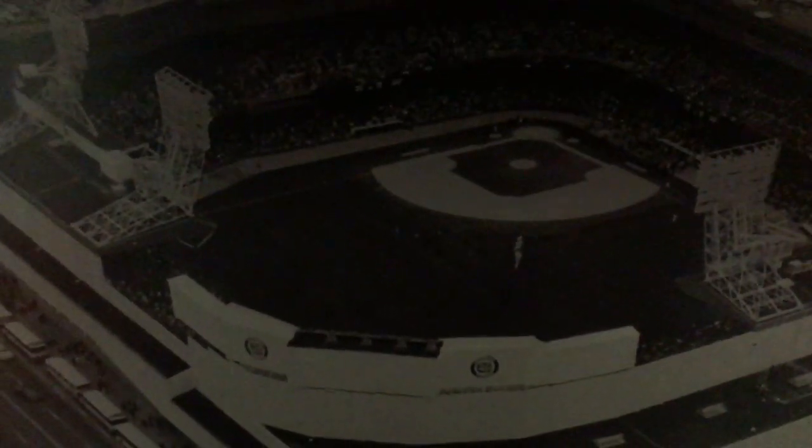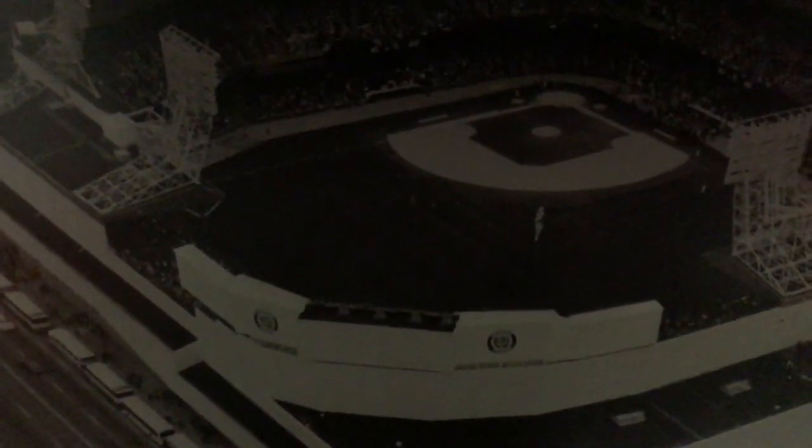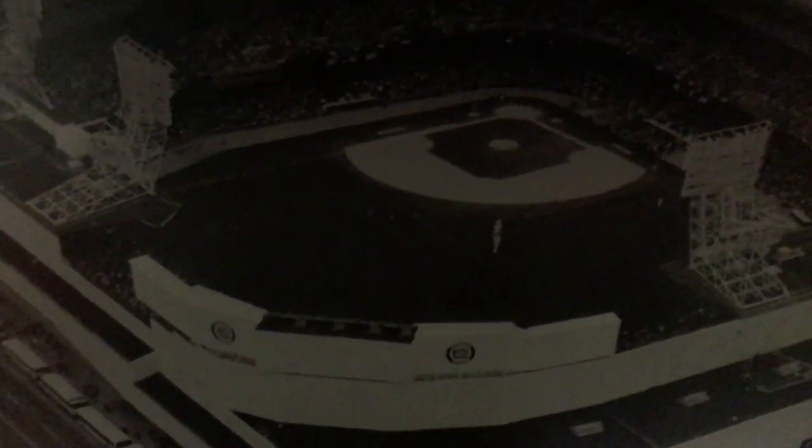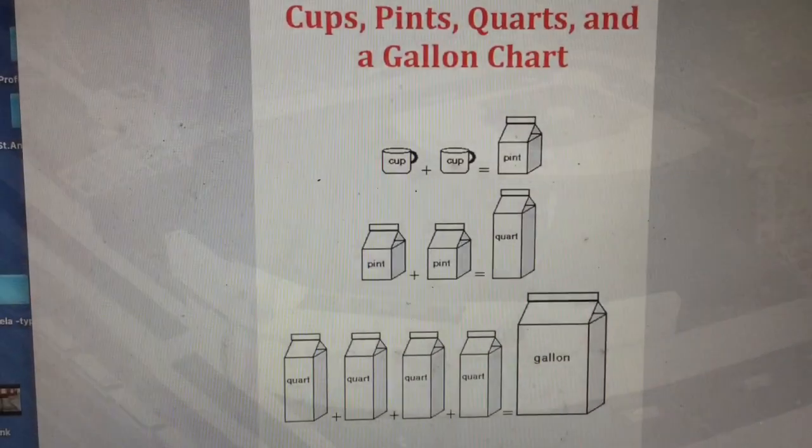Good morning, third graders. Today we're going to pick up on what we did on Friday with cups, pints, quarts, and gallons and do a little more conversion with those units. Okay, so here we go.